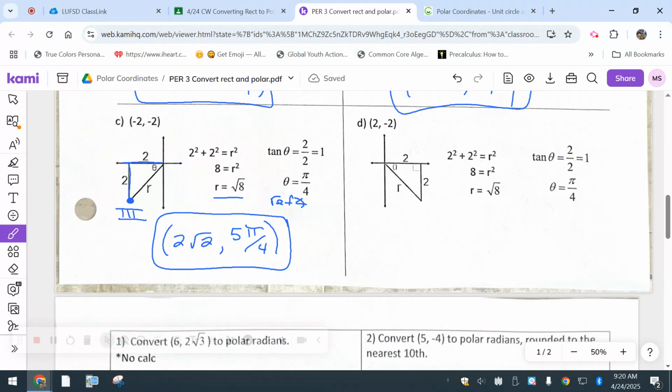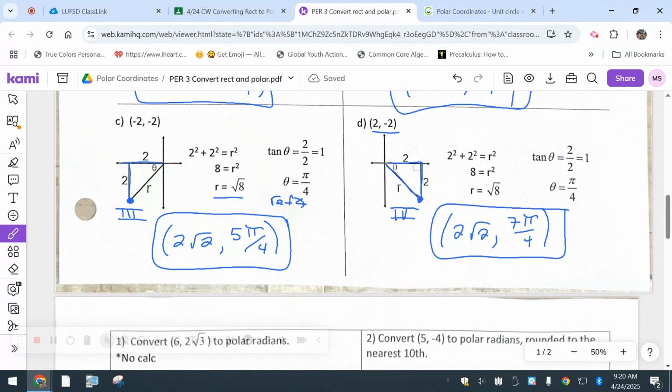All right. Last one is our fourth quadrant, right? You have this point 2, negative 2. So you go over, down, and then you realize, okay, I'm in fourth quadrant. 2 radical 2. And then what would be the pi over 4 for the fourth? Good job, guys.